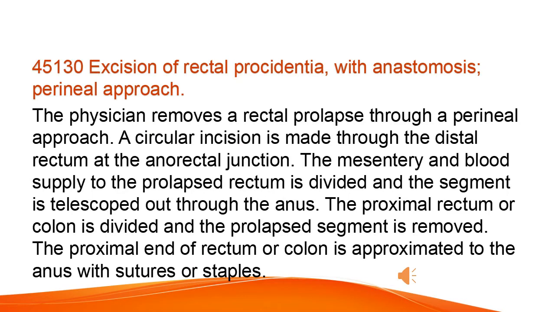Excision of rectal procidentia, with anastomosis, perineal approach. The physician removes a rectal prolapse through a perineal approach. A circular incision is made through the distal rectum at the anorectal junction. The mesentery and blood supply to the prolapsed rectum is divided and the segment is telescoped out through the anus. The proximal rectum or colon is divided and the prolapsed segment is removed.